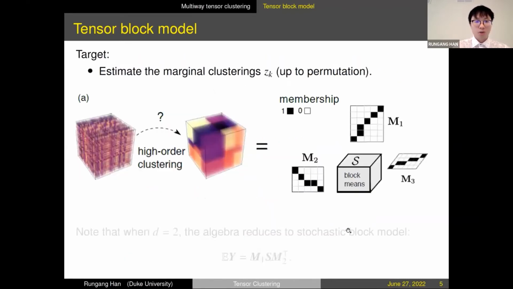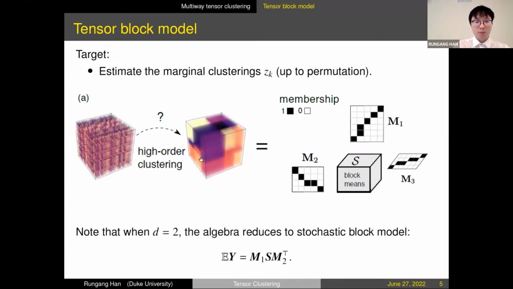So our target is to estimate the marginal clustering Z_k labels up to some permutation, and this is a pictorial illustration. We have this block tensor as our population, which we want to estimate, and it can be decomposed as this kind of Tucker decomposition with M as the block membership. But what we really observe is the permutation of this tensor under some noise, and the high order clustering aims at recovering from the left to the right.